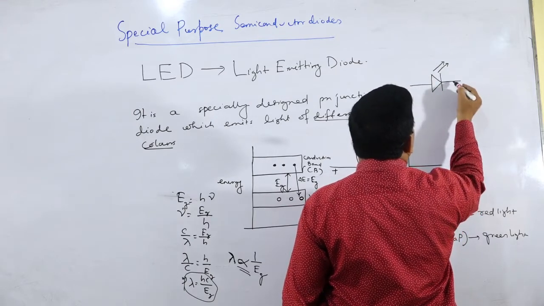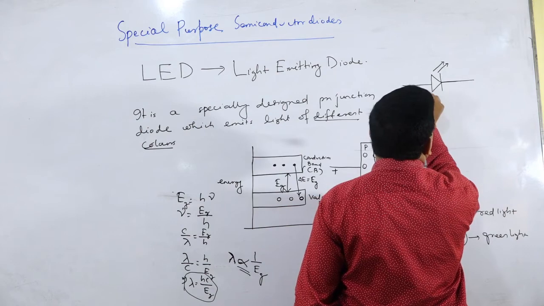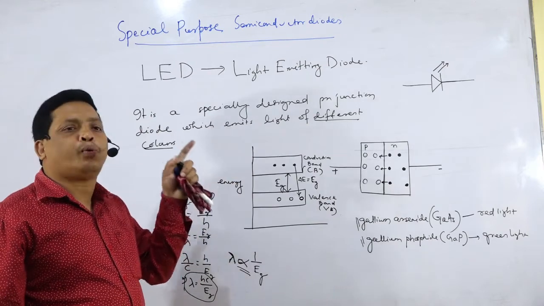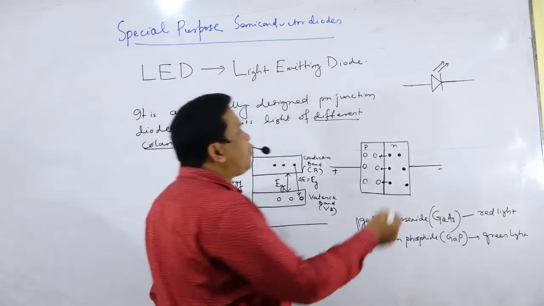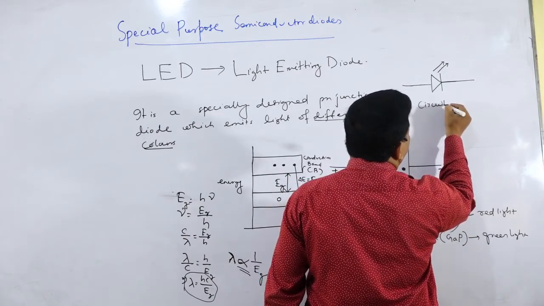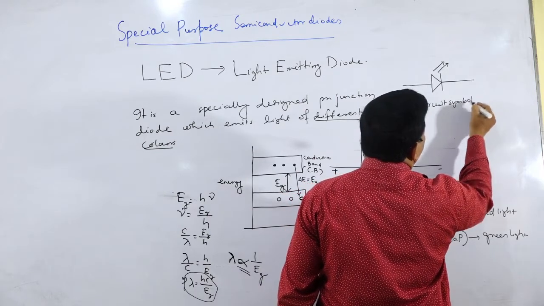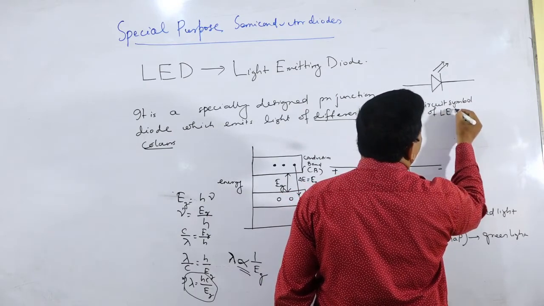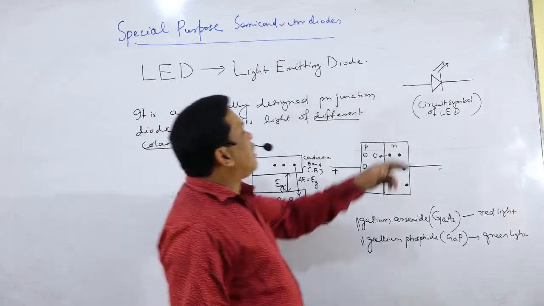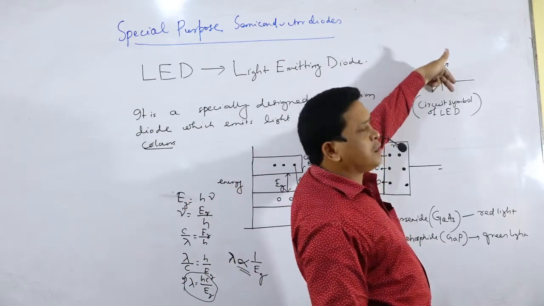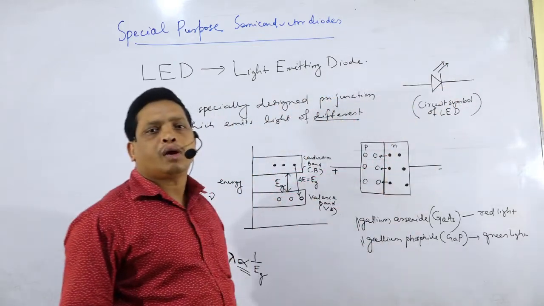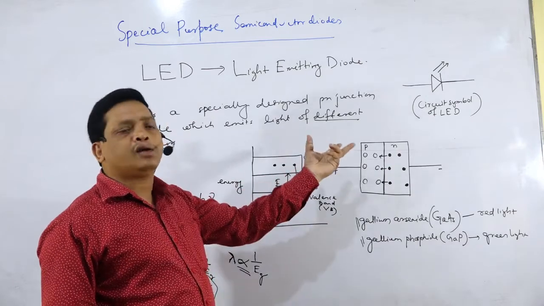So this is the circuit symbol of LED. You just remember, I gave you a circuit symbol of photodiode. In case of photodiode, the symbol was like this. But in case of photodiode, the arrows were inward. That means when light energy falls on a PN junction, then current flows. But here it is opposite.